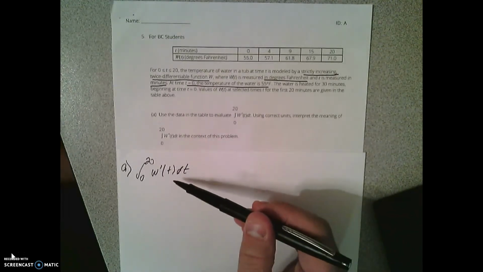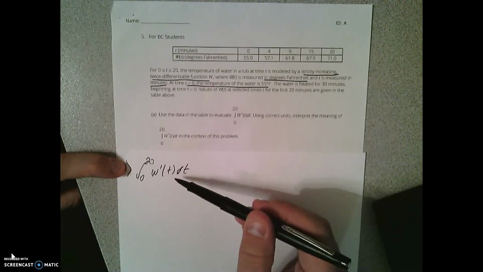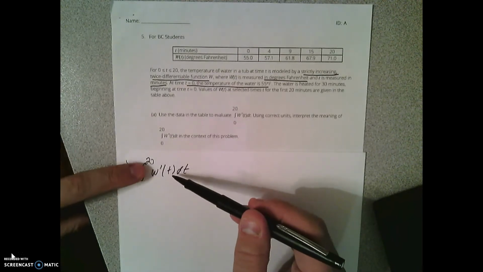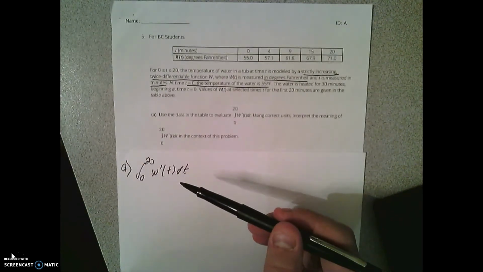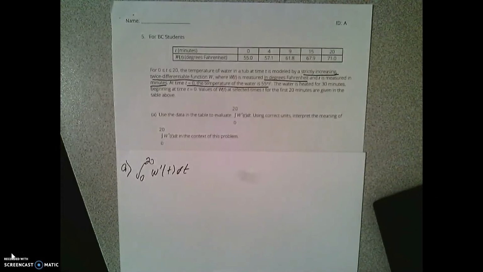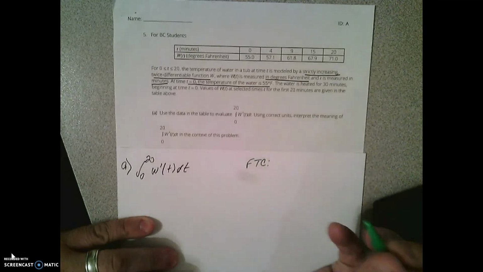Now, since it's calculator active, you might think, well, let me just plug this into my calculator. The problem, though, is we don't actually have a function. We don't have an equation that we can plug in for w prime of t, so the calculator is not going to be that helpful right now. What is going to be helpful, and this may catch you by surprise, is the fundamental theorem of calculus.